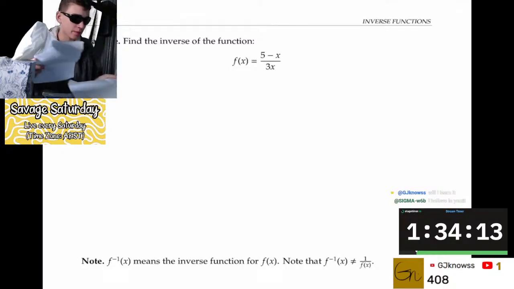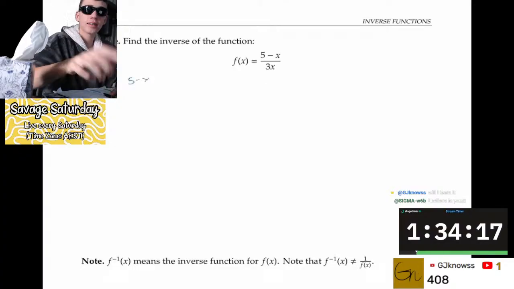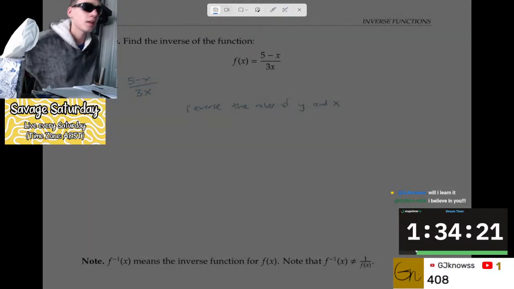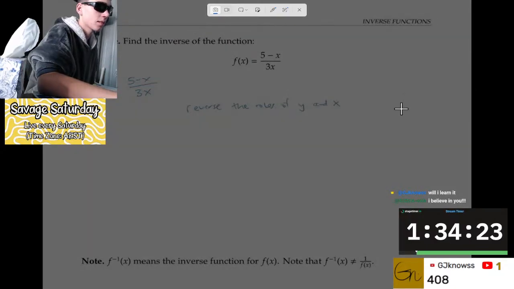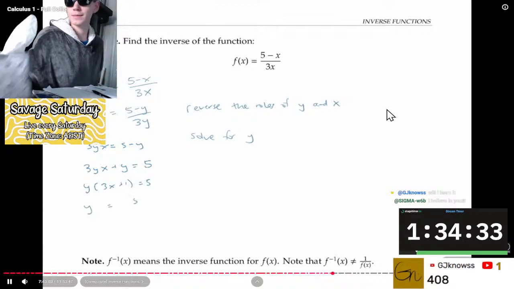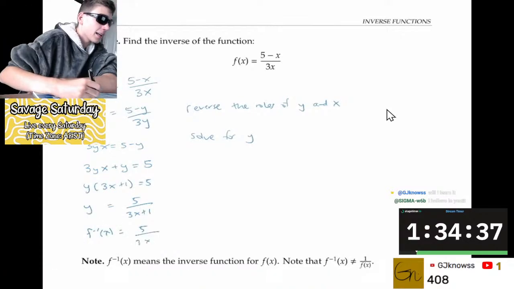So if we want to find the inverse of the function f of x equals 5 minus x over 3x, we can write it as y equals 5 minus x over 3x, reverse the roles of y and x to get x equals 5 minus y over 3y, and then solve for y. To solve for y, let's multiply both sides by 3y, bring all terms with y's in them to the left side, and all terms without y's in them to the right side, factor out the y, and divide to isolate y. This gives us f inverse of x as 5 over 3x plus 1.